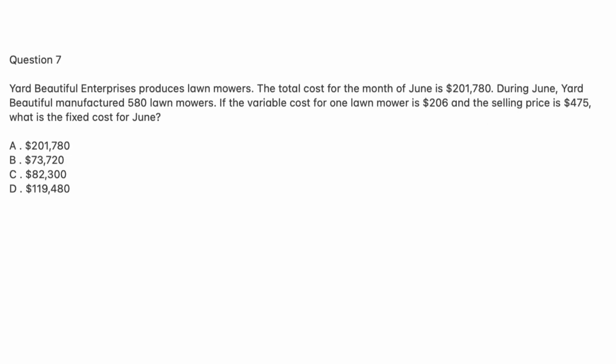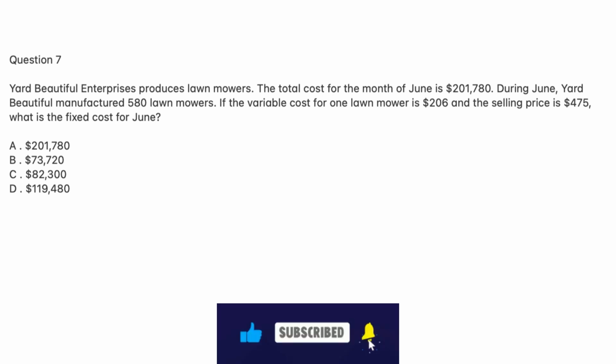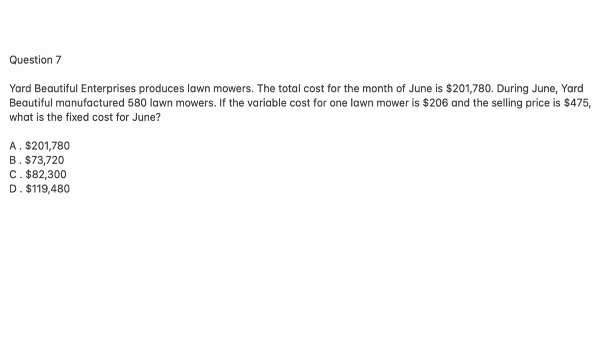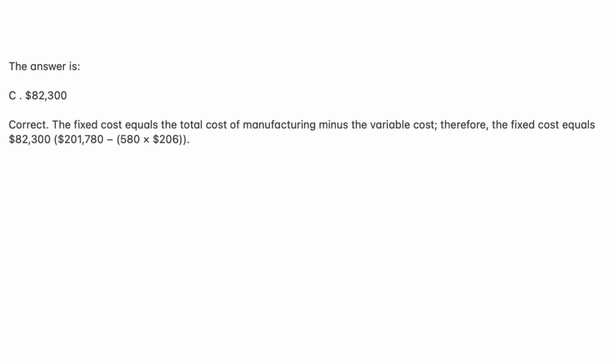Question 7. Yard Beautiful Enterprises produces lawn mowers. The total cost for the month of June is $201,780. During June, Yard Beautiful manufactured 580 lawn mowers. If the variable cost for one lawn mower is $206 and the selling price is $475, what is the fixed cost for June? A. $201,780. B. $73,720. C. $82,300. D. $119,480. The answer is C.